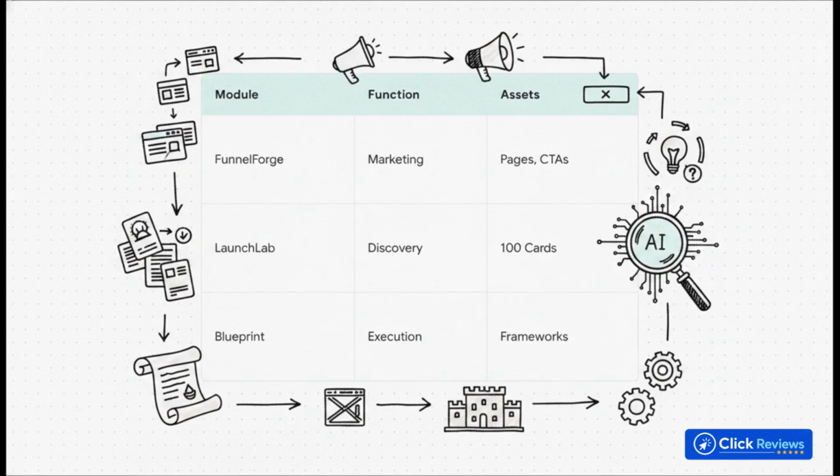Next, LaunchLab handles opportunity discovery. It gives you 100 AI-powered cards across 10 structured categories to help you figure out exactly what niche to target. And finally, the Empire Launch Blueprint provides the execution framework. It features 25 documented business models and sequenced roadmaps. It literally gives you the step-by-step path from setup all the way to launch. It's a total game changer.